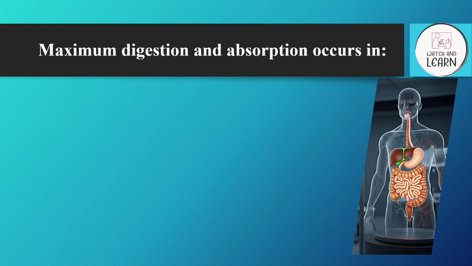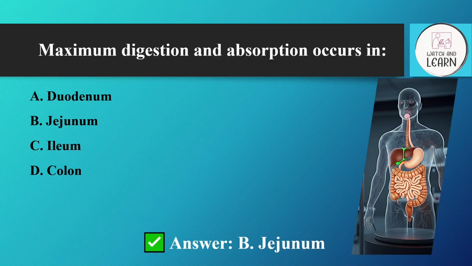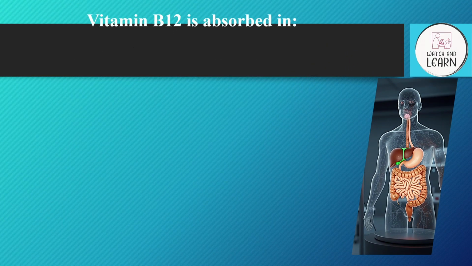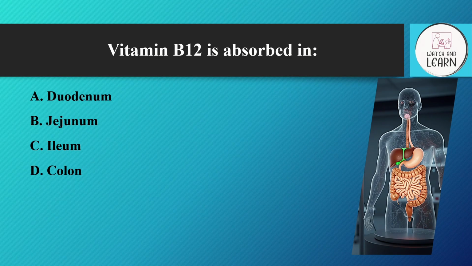Maximum digestion and absorption occurs in, these are the options, and the right answer is answer B, jejunum. Vitamin B12 is absorbed in, these are the options, and the right answer is answer C, ileum.